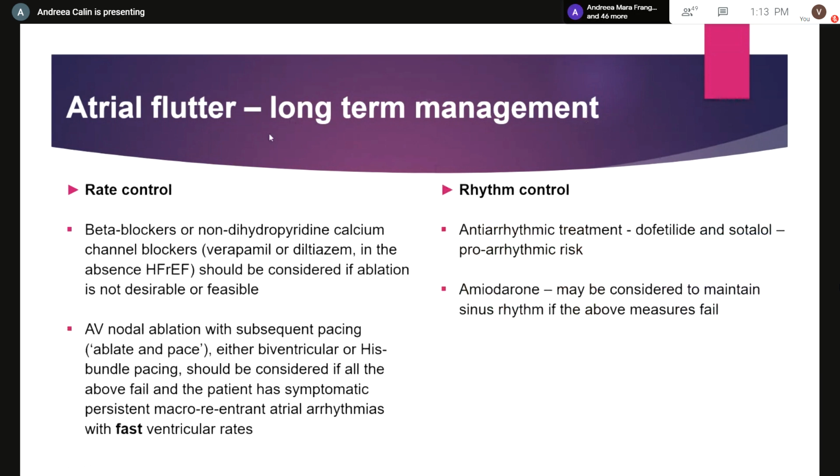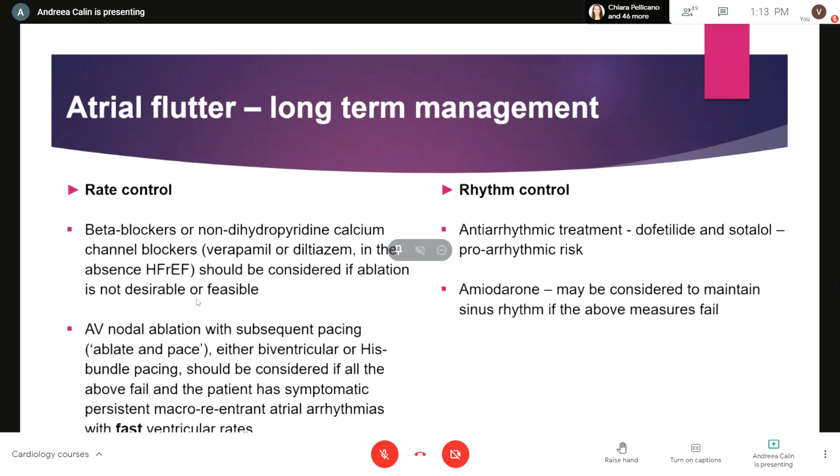In long-term management, rate control is also important. We can use beta blockers or verapamil or diltiazem in the absence of heart failure with reduced ejection fraction, if the patient doesn't want ablation or it is not feasible. And in some patients where the rate control cannot be obtained with these drugs, we can perform AV nodal ablation. So we cut the AV node so that the rate can be controlled by inserting a pacemaker and stimulating the right ventricle.